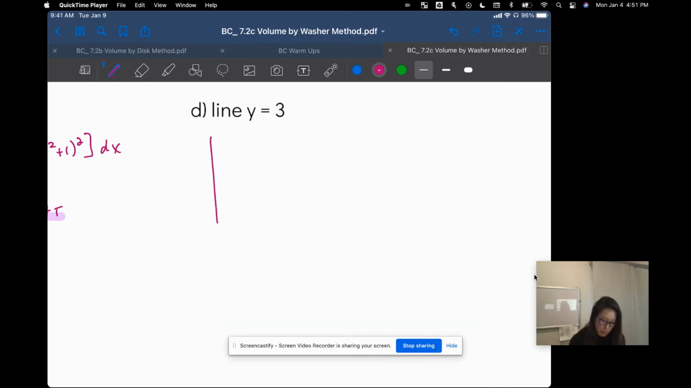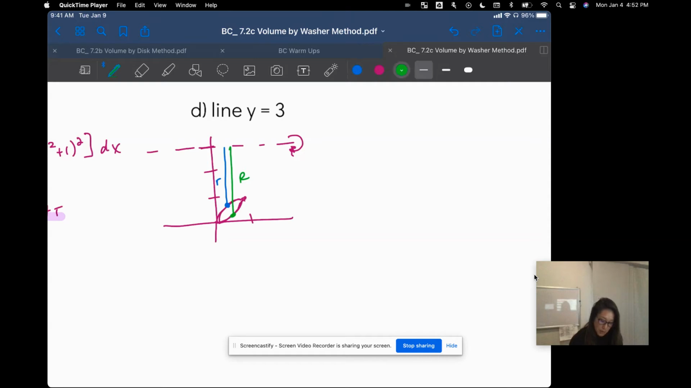Next up. Okay, same thing, but we're going with the line y is equal to 3. So 1, 2, 3, line of rotation. Okay, and I start with my curve. The outer curve is now the bottom curve. Notice they're going from this curve back to the line of rotation. So that's going to be my big R. And then the inner curve is the top curve this time, and that's my little r.